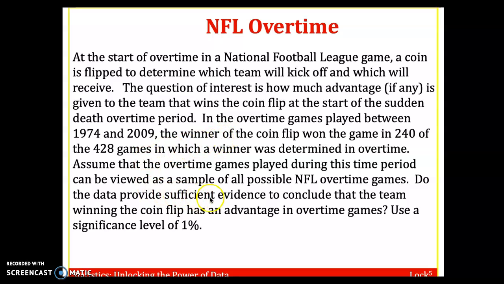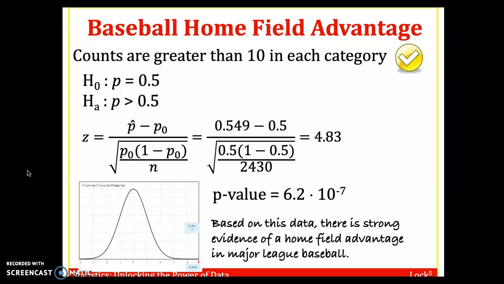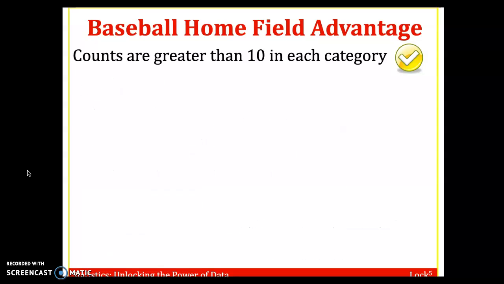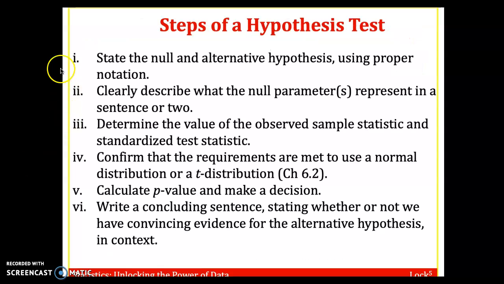And does this data provide sufficient evidence to conclude that the team winning the coin flip has an advantage in overtime games? And we're going to use a 1% significance level. All right, I copied this information over to a document, so I want to go back and forth and refer to the steps of the hypothesis test. One is state the null and alternative hypotheses using proper notation. I will go over that and then describe what the population parameter represents.